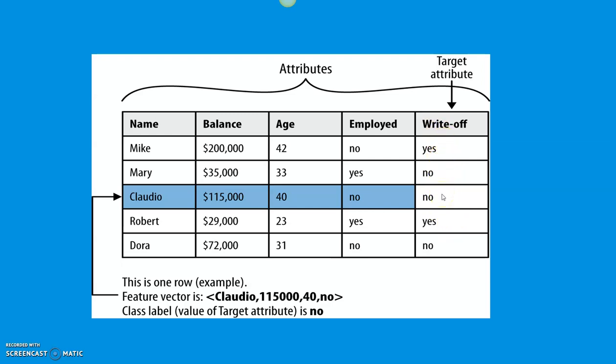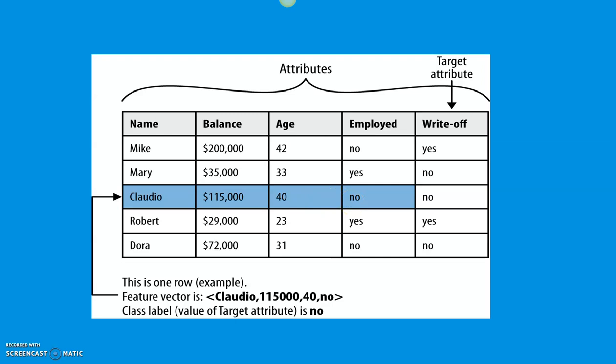What we can use to perform the classification, the information available to us, is the balance of the customer, the age of the customer, and whether the customer is currently employed or not. Sometimes we call this the feature vector. For instance, Claudio has a feature vector equal to 115,000 balance, age 40, and currently unemployed.